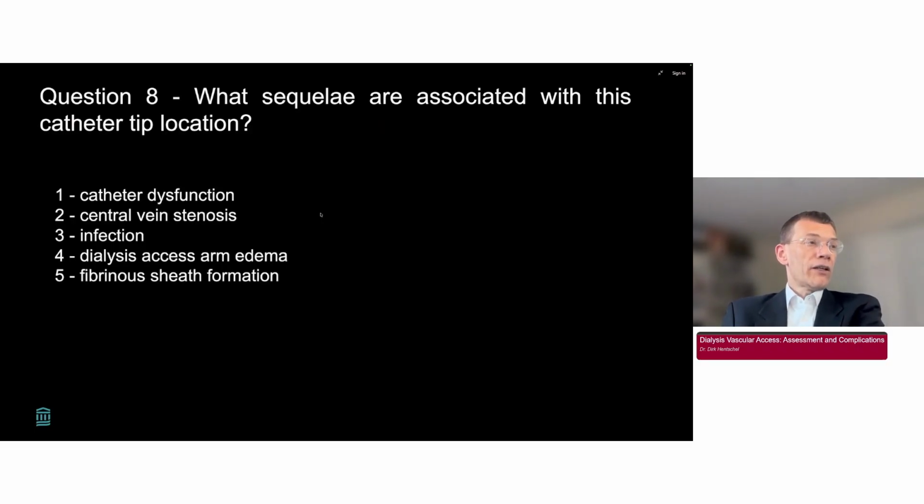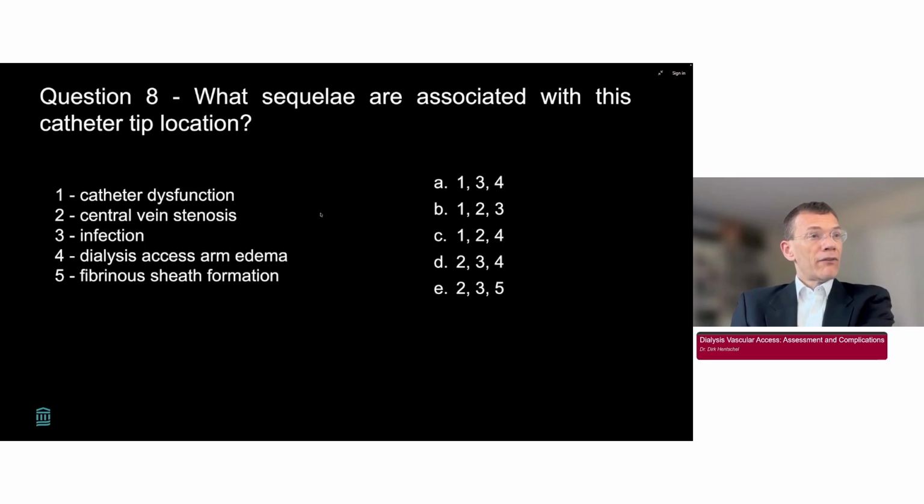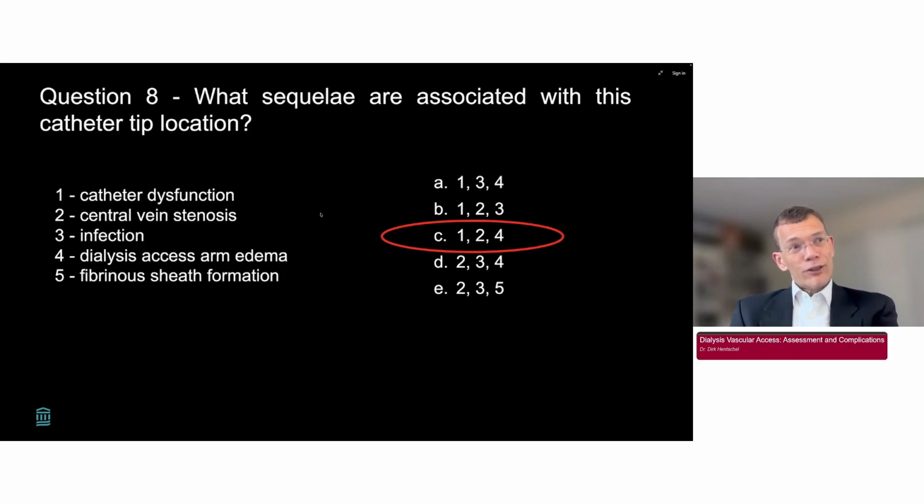Catheter dysfunction, central vein stenosis, infection, dialysis access, arm edema if you have a fistula created on the same side, fibrin sheath formation. And I'll give you some options here. And in case you haven't realized it yet, I'll almost always go for C. But it's catheter dysfunction, central vein stenosis, and if you create an access, you'll get arm edema.